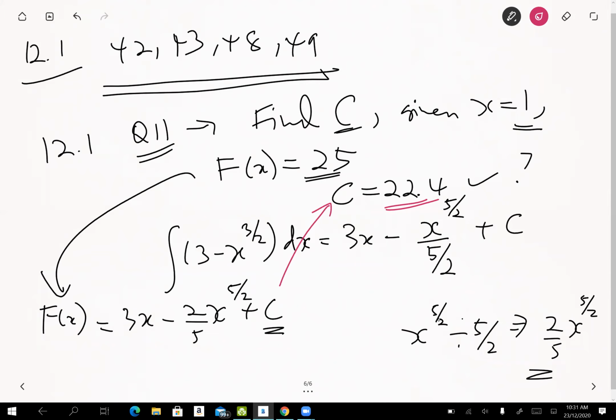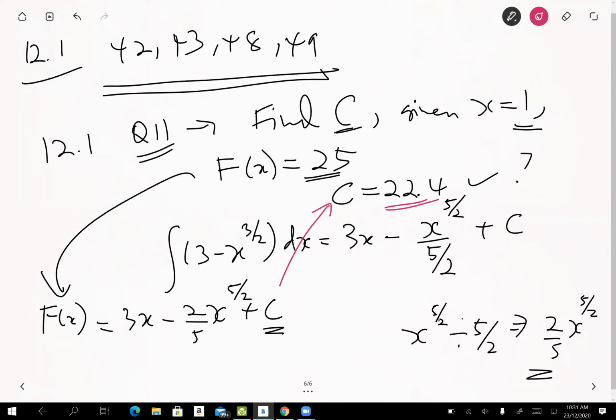So that is 12.1. I gave you some questions already. Now we go to 12.4. That part is on application. There are a few more applications that we are going to look at. So go to 12.4 only, because 12.3 has e and log. So we don't do that. So we go to 12.4.